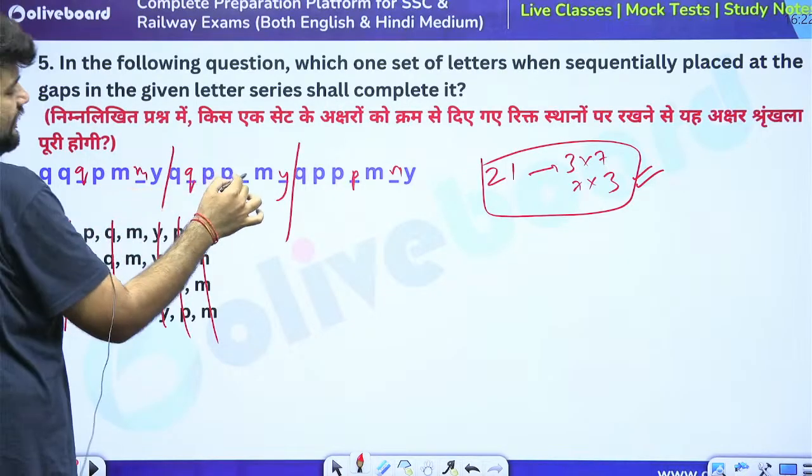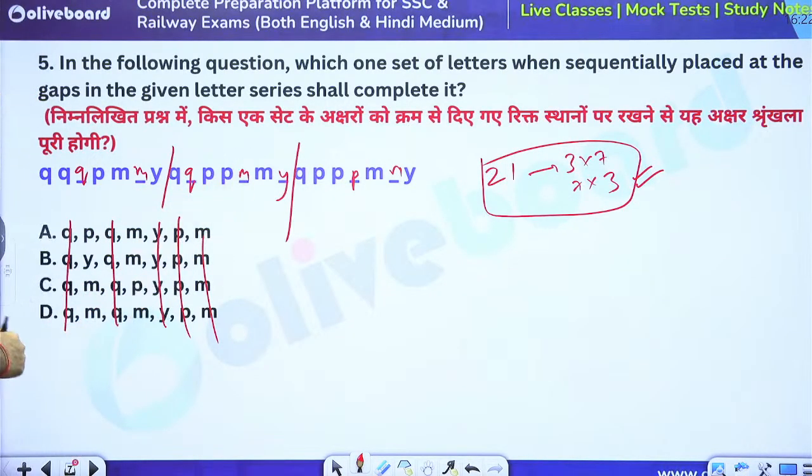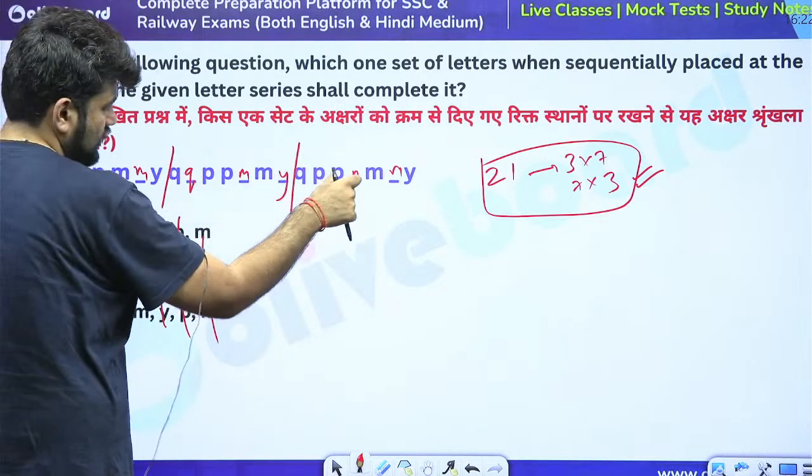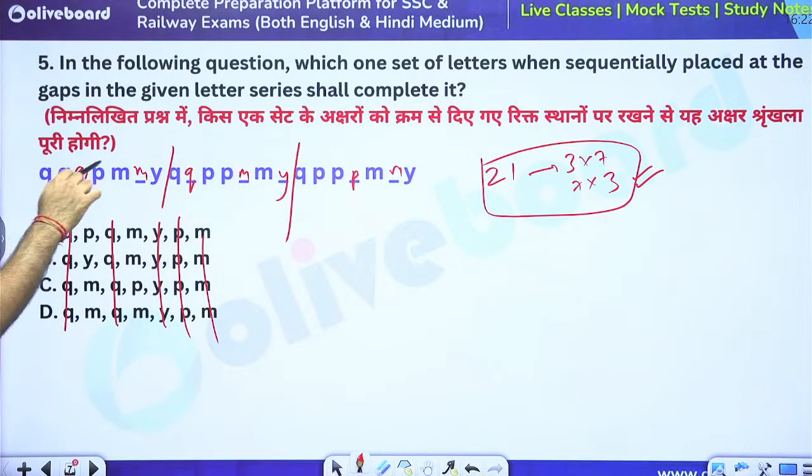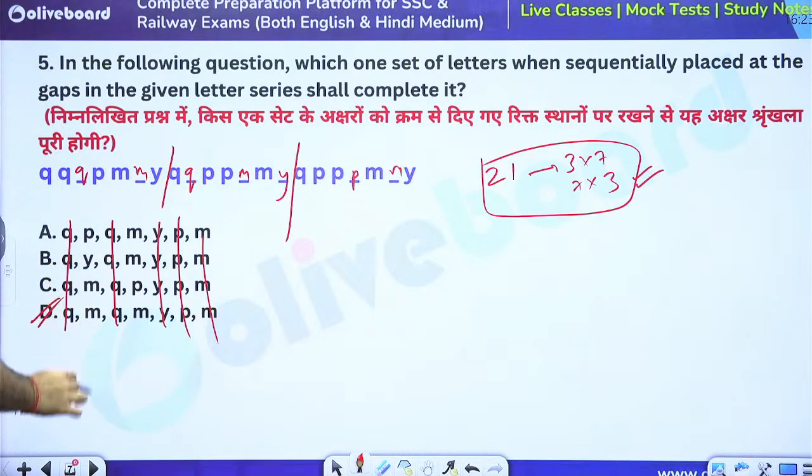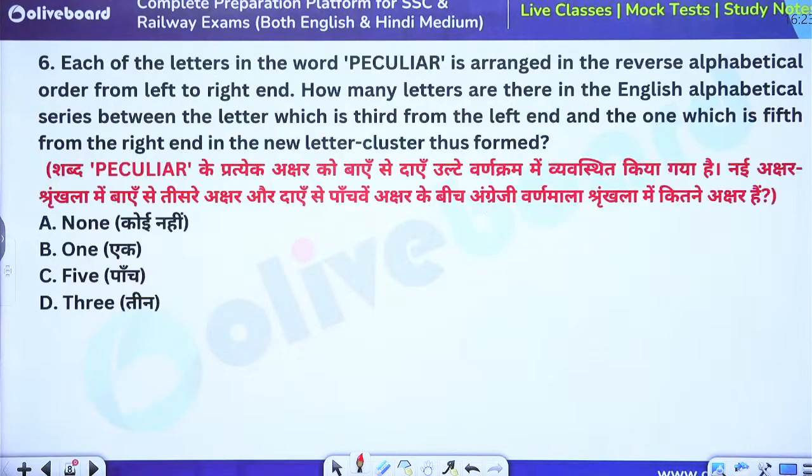This is MMY, MMY, MMY. So we have triple Q single P, then we have double Q double P, and then we have single Q triple P. So what is my answer? QM QM YPM. Option D is the correct answer. Interesting. Next.